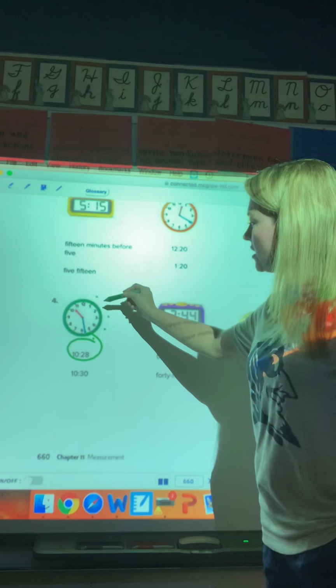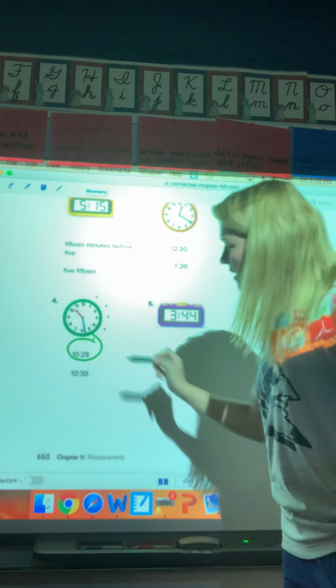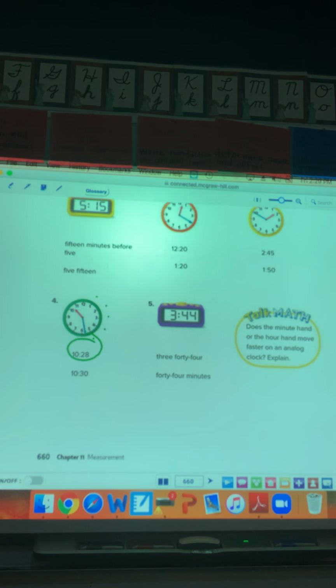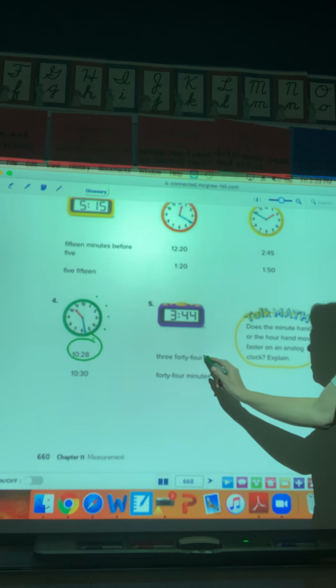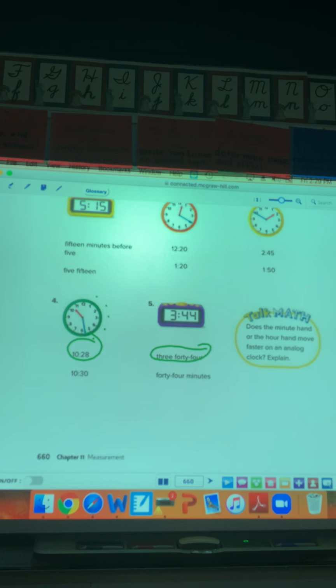Remember, each number is 5 more minutes. Each little tick between is 1 minute, okay? Number 5. If you said 3:44, you are correct. 3:44. The hour is 3. The minutes are 44.